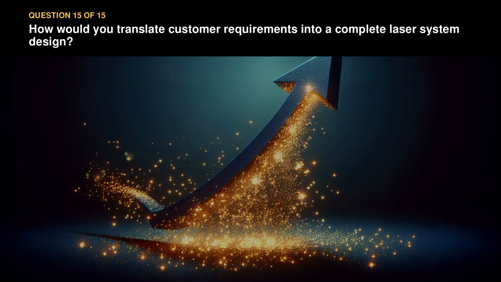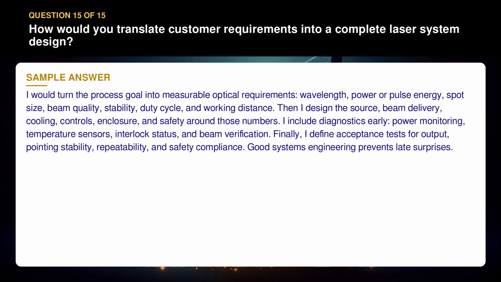Question 15. How would you translate customer requirements into a complete laser system design? I would turn the process goal into measurable optical requirements: wavelength, power or pulse energy, spot size, beam quality, stability, duty cycle, and working distance. Then I design the source, beam delivery, cooling, controls, enclosure, and safety around those numbers. I include diagnostics early: power monitoring, temperature sensors, interlock status, and beam verification. Finally, I define acceptance tests for output, pointing stability, repeatability, and safety compliance. Good systems engineering prevents late surprises.